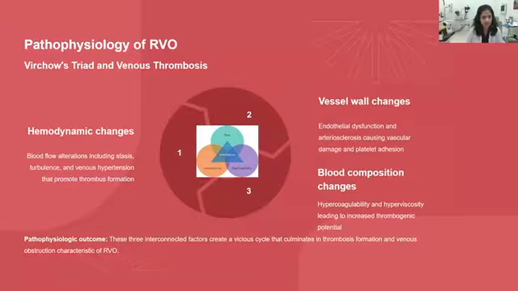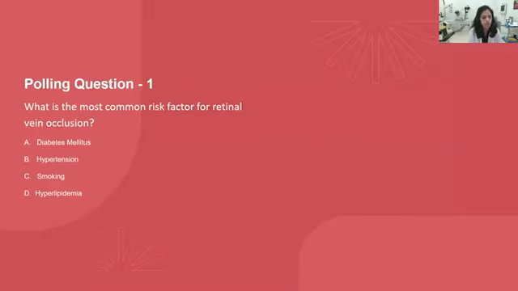Coming to the first polling question: what is the most common risk factor for retinal vein occlusion? Is it A, diabetes mellitus, B, hypertension, C, smoking, or D, hyperlipidemia? They're all causes, but what do you think is the most common one? The majority of you, 48%, have said hypertension, and that is right. Hypertension is the commonest cause of retinal vein occlusion.